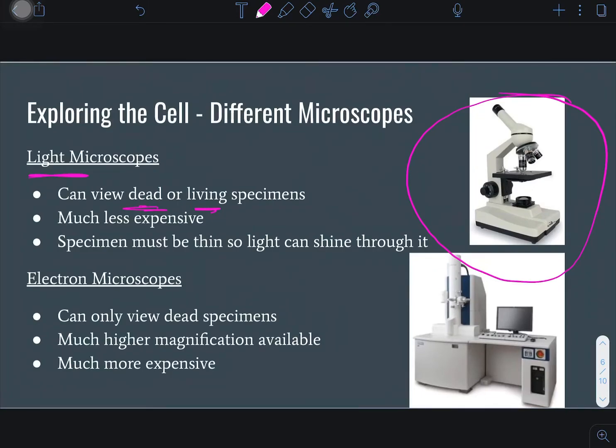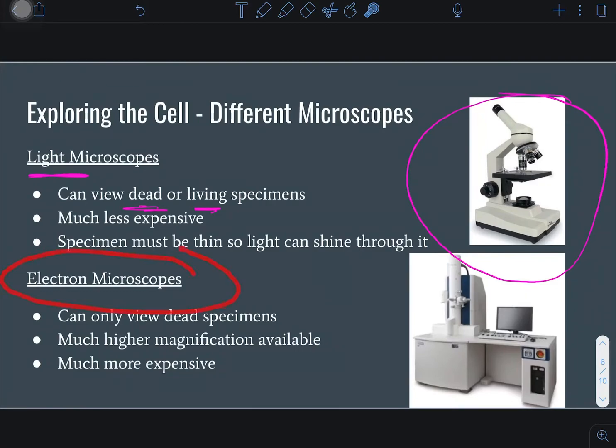But they have to be really thin because the light shines up. Here's our light source, and the light has to shine up through the specimen in order to get to your eye. So they have to be sliced very thin. You can't stick your finger under there and see it well because the light won't shine through it.